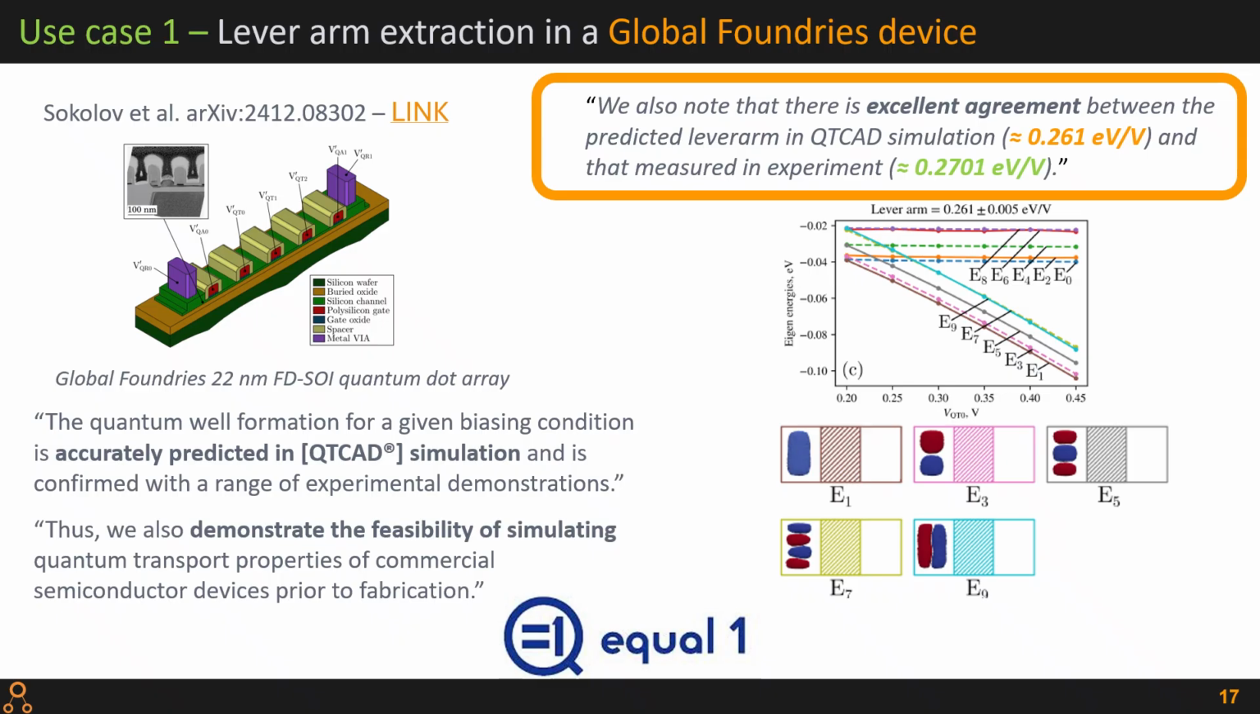The lever arm indicates by how many electron volts single particle energy levels in a quantum dot shift when applying 1 volt of gate bias voltage. And it turns out that quantitative agreement was achieved between QTCAD simulation and experimental measurements within a few percent. Equal1 authors argue that this demonstrates the feasibility of simulating quantum properties of quantum devices in commercial semiconductor structures prior to fabrication, which will guide their designs in the future.